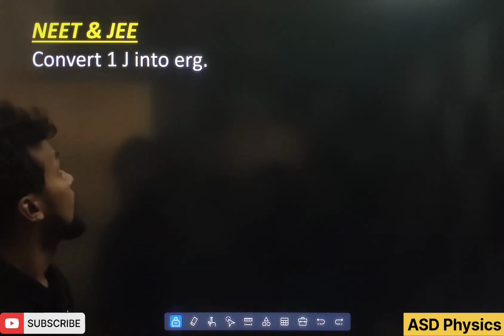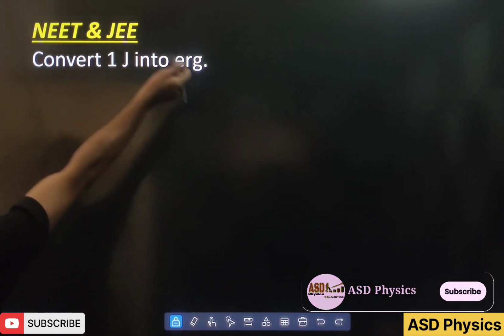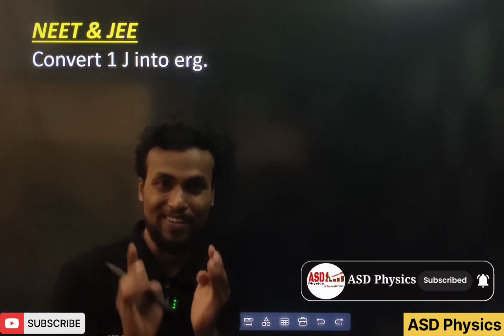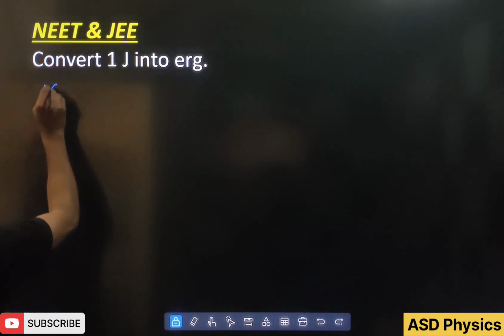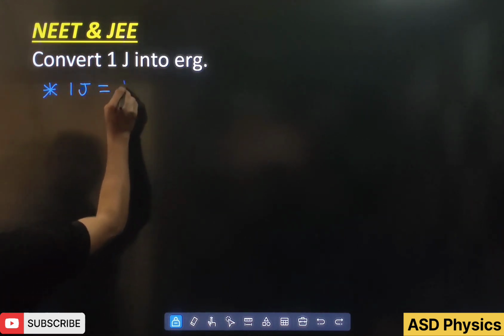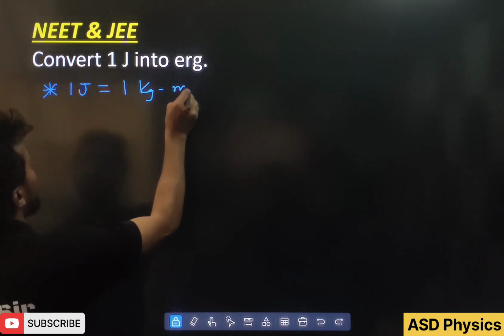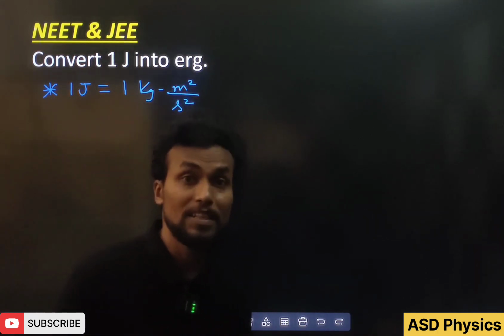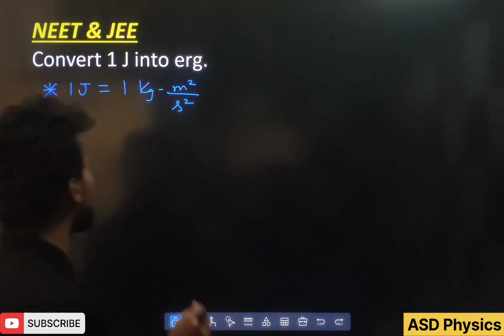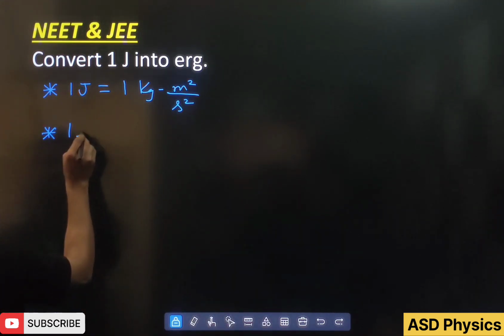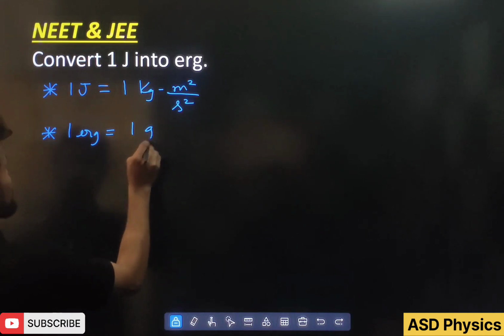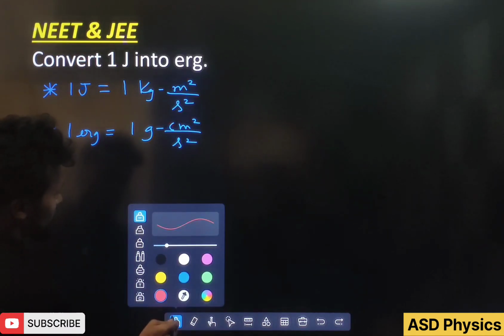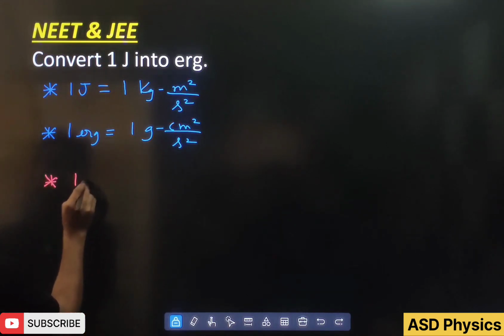Okay, next one, 1 joule into erg. Here also MKS to CGS. Joule is the MKS unit of energy and erg is the CGS unit of energy. So students, let's take for example 1 joule. 1 joule means 1 kilogram meter square per second square, because the dimensional formula of energy is ML square T power minus 2. Remember that. Now erg used to be 1 gram centimeter square per second square. Now let's do the conversion.